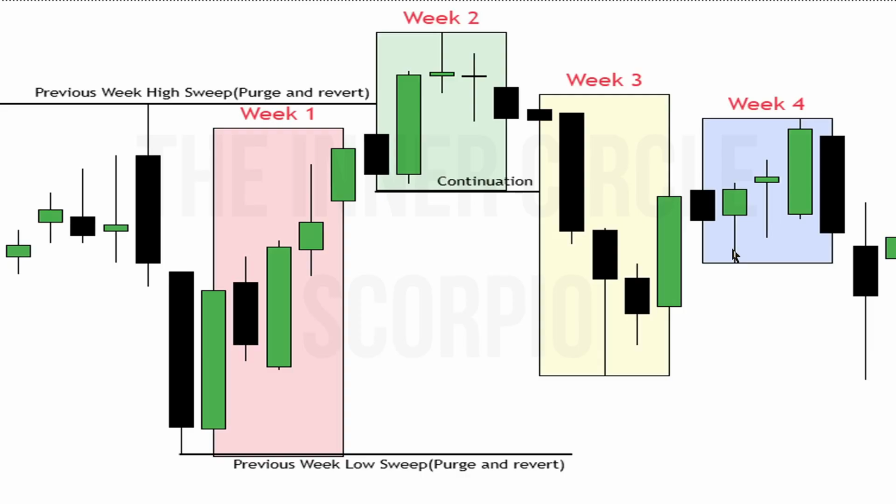So continuation, this is retracement, continuation. As now you see how week one delivered, you can easily tell what the week three would do, at least, because in week two we will expect the price to take out these highs and then revert.